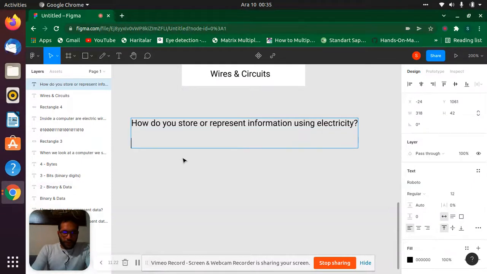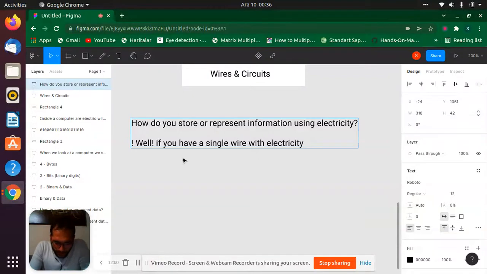Now we'll say, well, if you have a single wire with electricity, right. I think this one is true. I don't want to do some wrong things. Then we can say flowing and truth. Truth. I think this one is true.